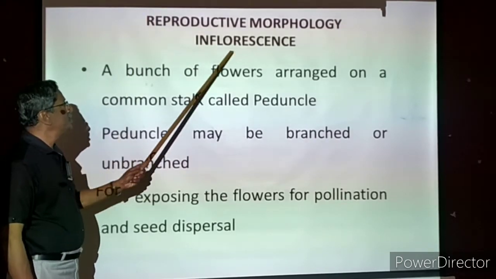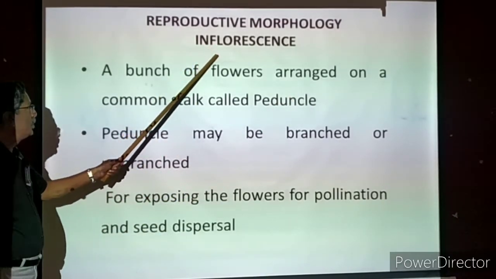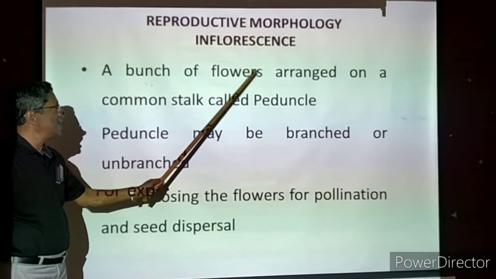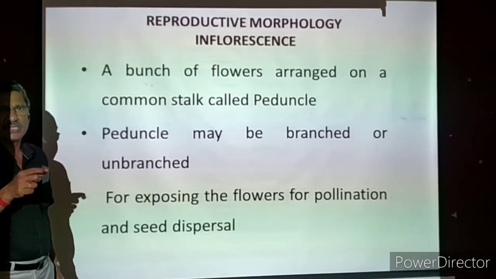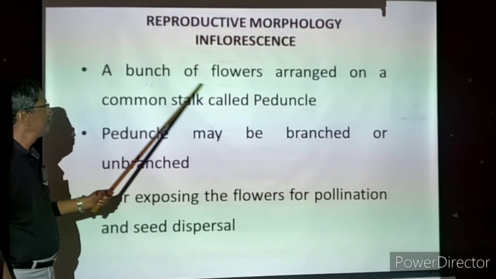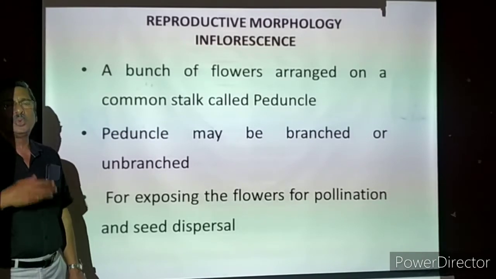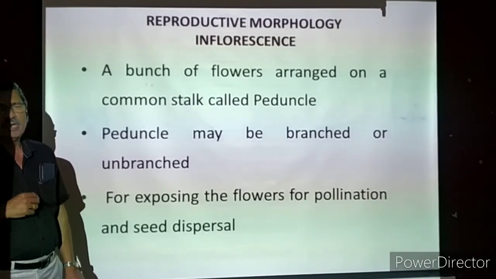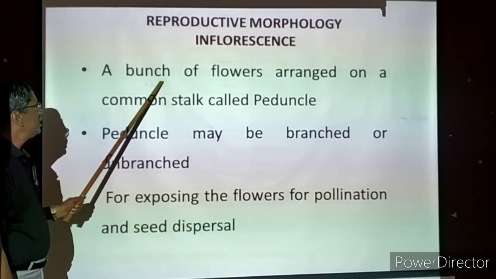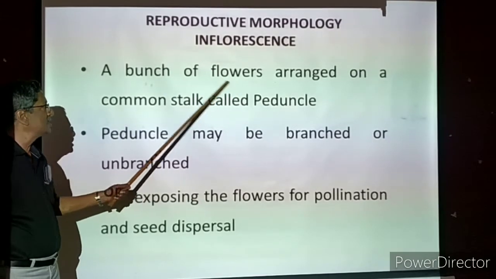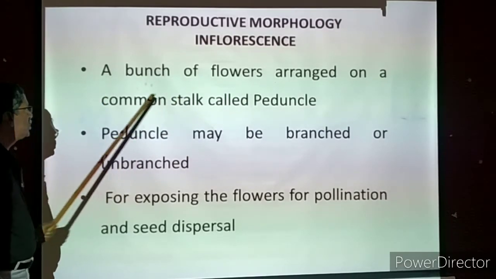So in reproductive morphology, we are going to study inflorescence. We have to know the meaning of inflorescence. As I already told in the introduction, it is a bunch of flowers arranged on a common stalk. Only one common stalk will be there. Over the common stalk, a bunch of flowers will be there, a few to many. For example, in the sunflower, 100, 200 flowers will be present in one bunch. But in other flowers like jasmine, maybe 3 or 4 flowers may be present in one bunch. So it may be a few flowers or an enormous number, but everything is present in only one bunch.